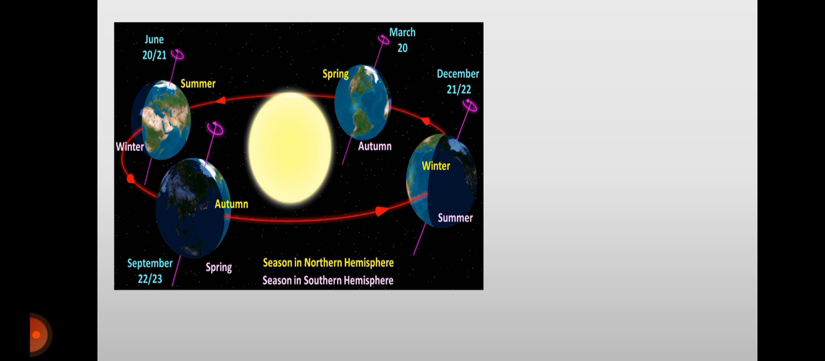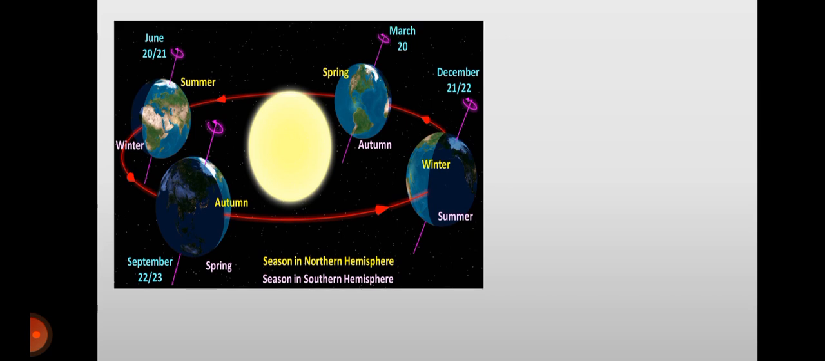Over here we can see that earth is revolving around the sun as well as rotating on its own axis, because of which we experience different seasons in different hemispheres. For example, the colors marked in yellow, starting from winter during December 21-22, then spring in March, summer in June, and autumn in September.